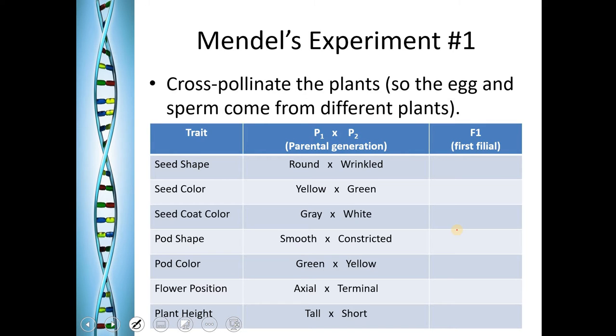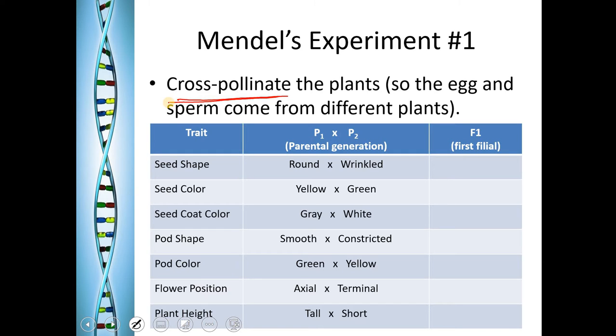And he had them do something called cross-pollinating. Remember before we said that pea plants are self-pollinating, where one pea plant acts as both mother and father. Well, Mendel decided to cross-pollinate. He took the sperm, the pollen, from one pea plant, and he carried it over to a second pea plant and dropped it off so it would fertilize the egg of the second pea plant.